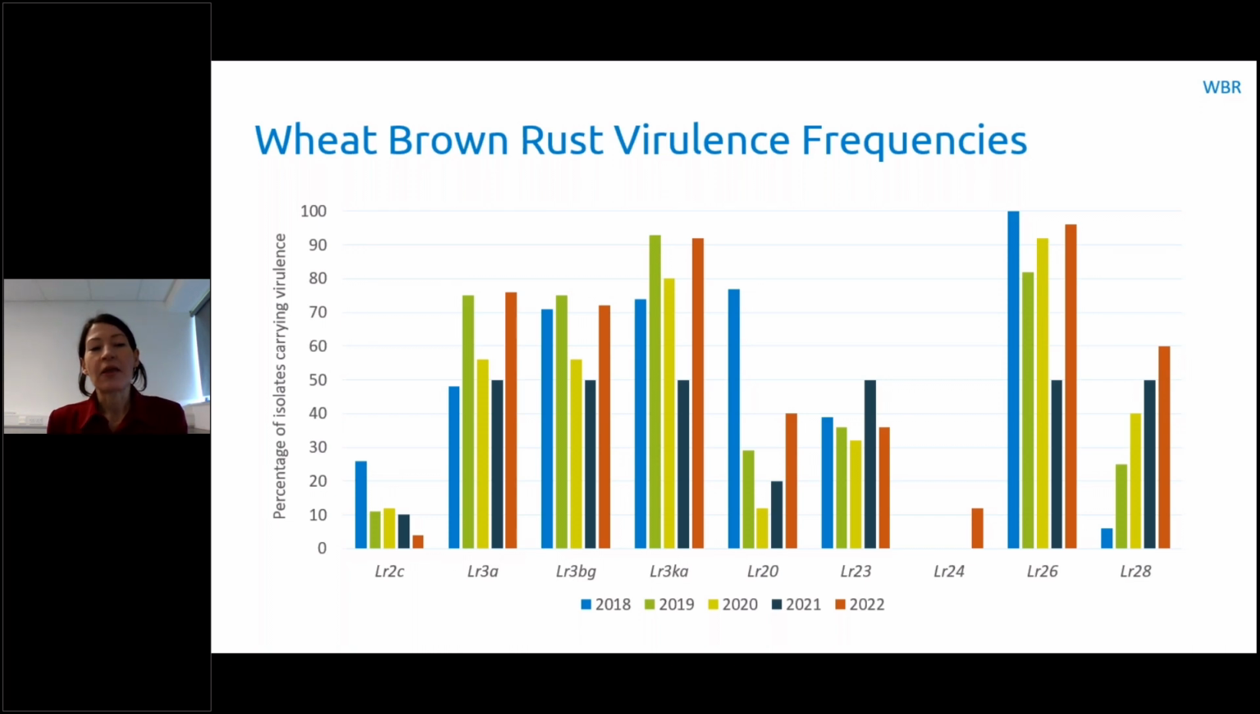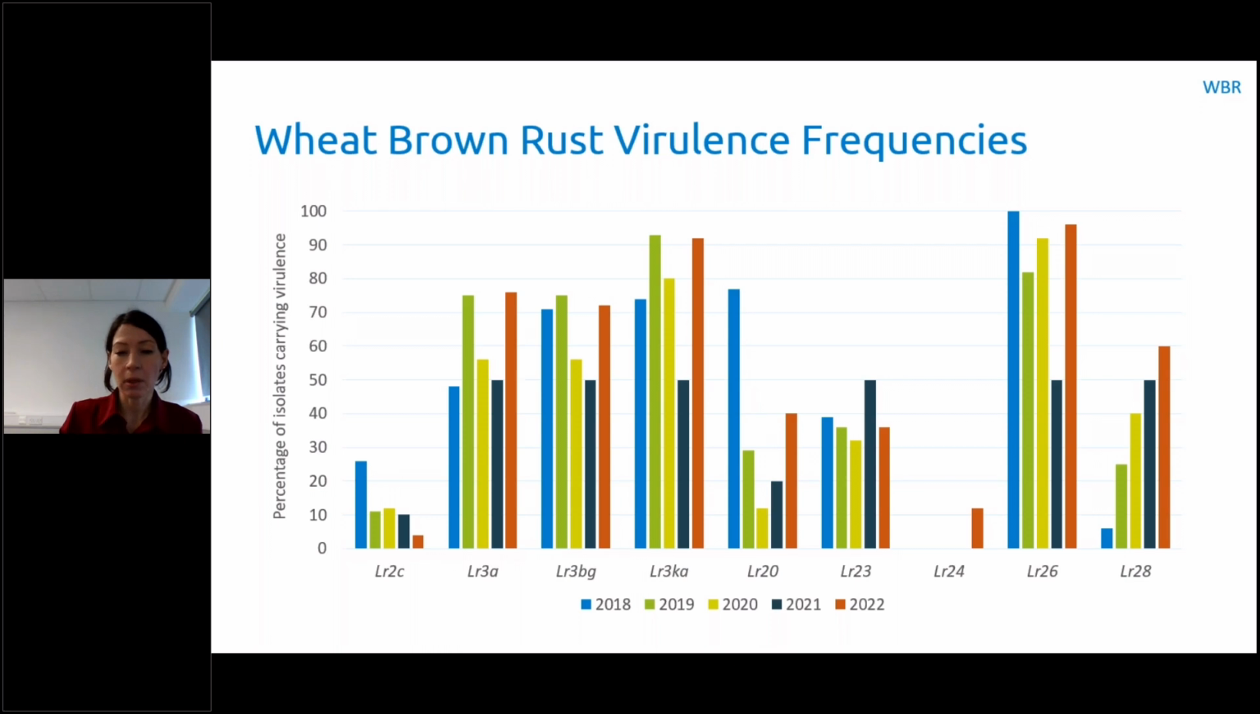So these are the brown rust seedling test results from our differentials, again expressed in terms of percentage of isolates carrying virulence. So a lot of them return to levels seen previously. So virulence for LR3A, LR3BG, LR3KA and LR23 all return to levels seen previously. So we're now looking at the green and the brown bars, so levels that were seen back in 2019.